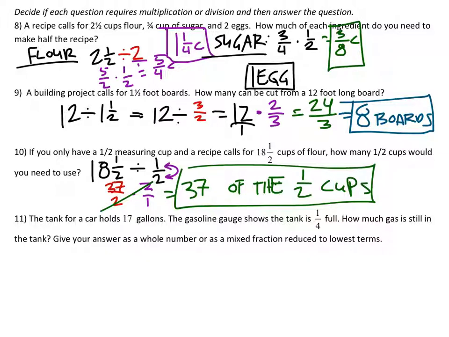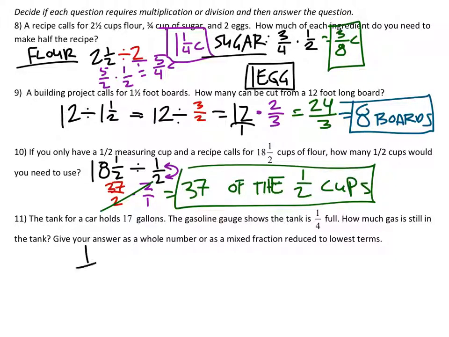The tank for a car holds 17 gallons. The gasoline gauge shows the tank is a fourth full. Not that these always tell the truth. But how much gas is still in the tank? Give your answer as a whole number or a mixed fraction reduced to lowest terms. Let's do it. So on this one, the car holds 17 gallons, but it's only a fourth full. So it's a fourth of 17.